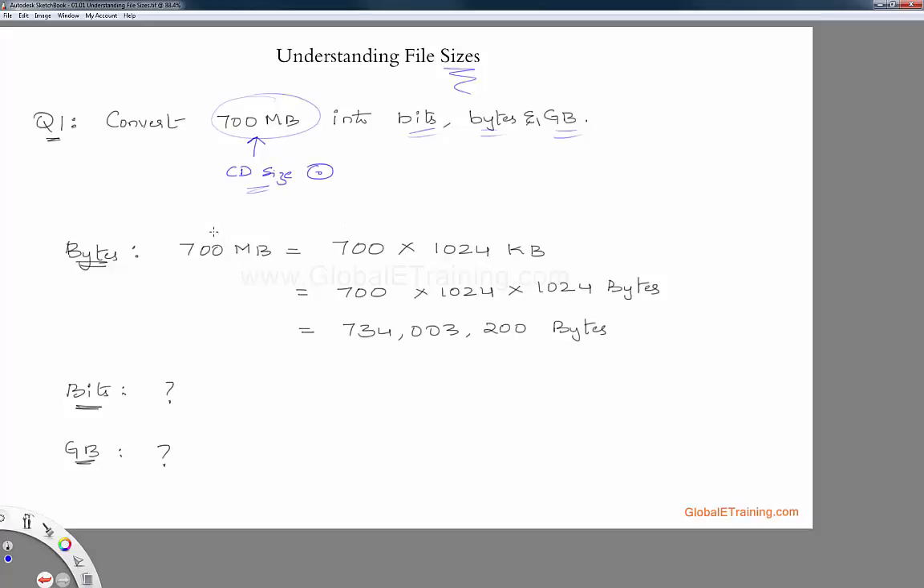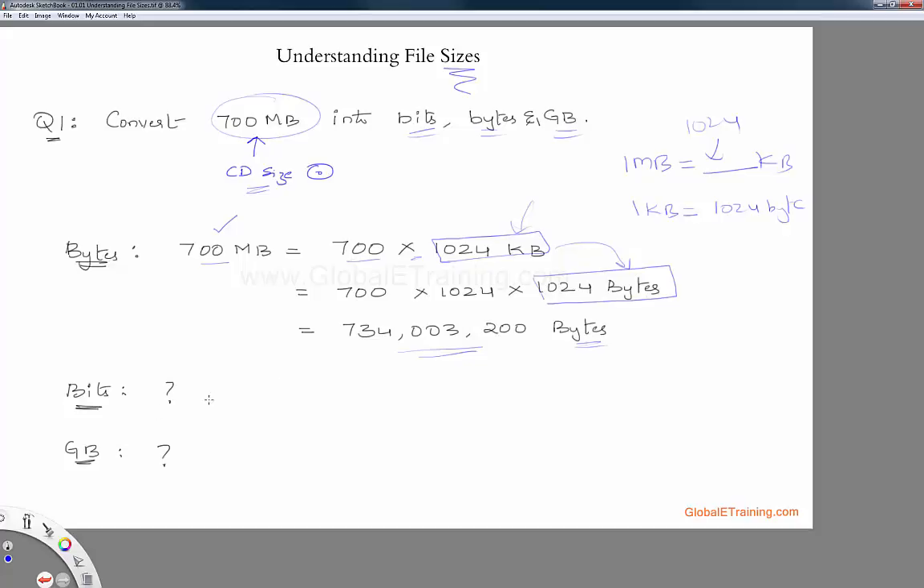To convert 700 MB, we know that 1 MB is how many kilobytes? It's 1024. So 700 times 1024 kilobytes. Next, we convert KB into bytes, and we know that 1 KB is equal to 1024 bytes. So we do 700 times 1024, and now instead of KB, we write times 1024 bytes. Multiplying all these numbers, we have this many bytes. I guess it's very simple. You're just replacing the unit with the converting unit and multiplying the numbers.